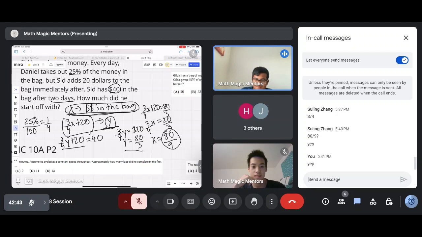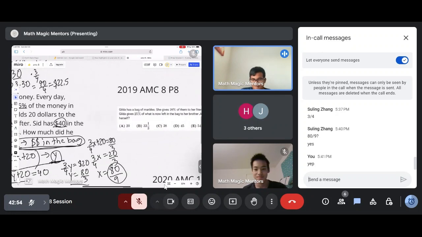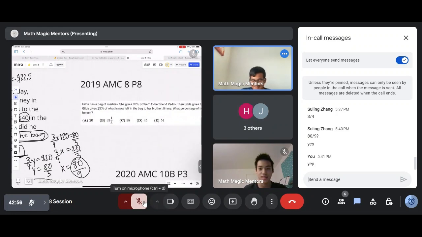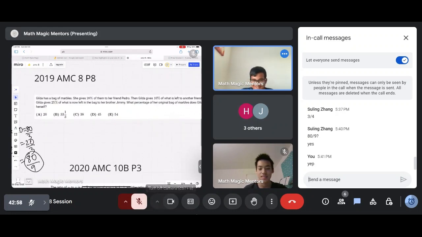So I had less than $10 in the beginning, but then I have $40 at the end of 2 days. So I gained money with Daniel taking 25%. So it's a win-win, I guess.